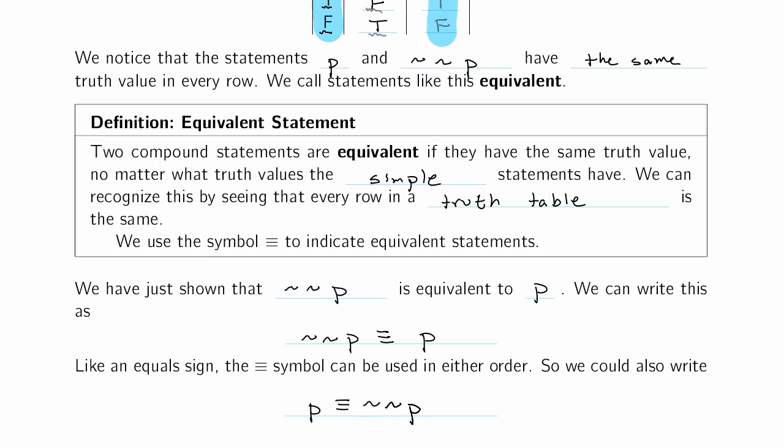And in a lot of ways, this equivalence is the same as the notion of being equal in algebra or being congruent in geometry. It means that they're the same from the point of view of logic. And we will be able to make use of that fact when we're trying to analyze arguments without resorting to a truth table.